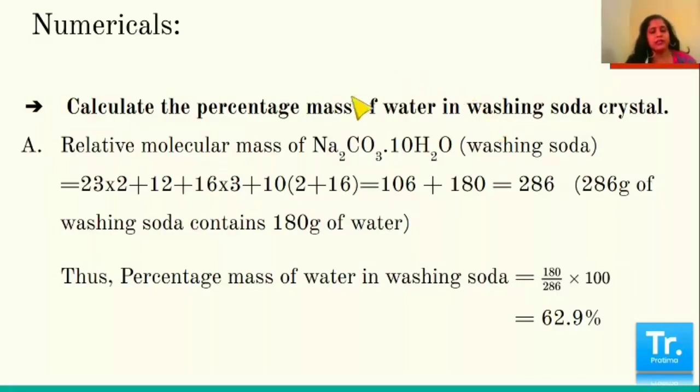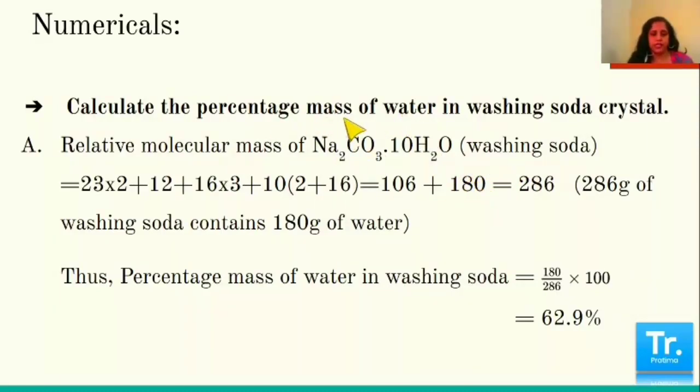So the question is the percentage mass of water. The first thing is the relative molecular mass of washing soda. This is the formula. The mass is sodium 23 into 2, carbon 12, oxygen 16 into 3, plus 10 into, for water, 2 into 1 plus 16. So this is 106 plus 180 is equal to 286. That means the molecular mass of washing soda is 286, which contains 180 gram of water.